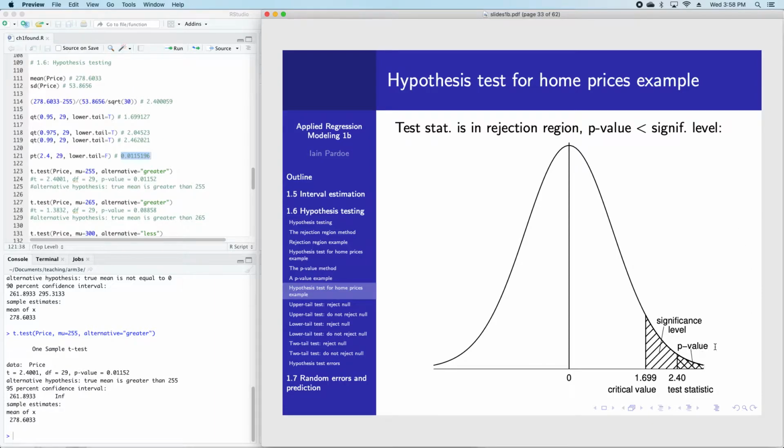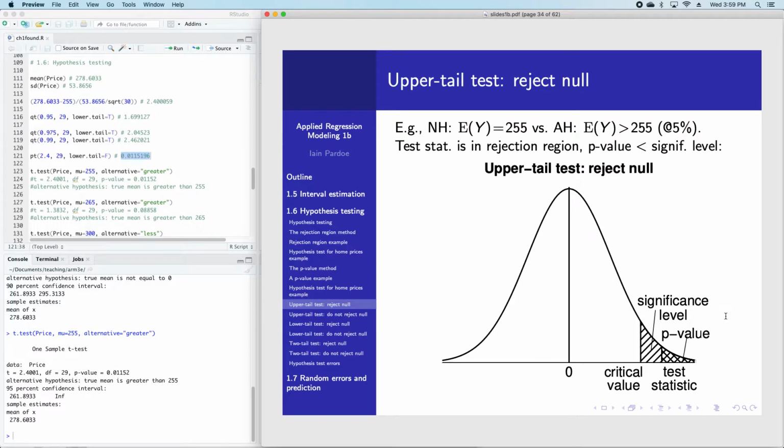So now we can see what we mean by the p-value. It's the tail area beyond the test statistic. And if our test statistic is in the rejection region beyond the critical value, our p-value, which is this tail area, the double hashed piece, is clearly smaller than the significance level, which is the single hashed piece, all the way out to the tail. So that's an example of an upper tail test where we reject the null hypothesis.